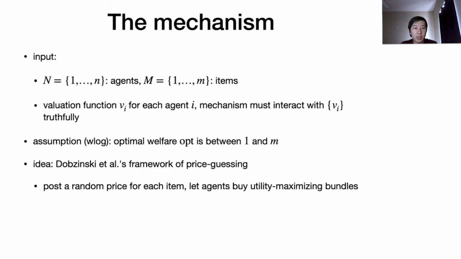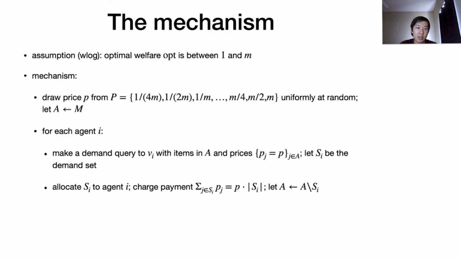The idea of the mechanism is to use the framework by Dobzinski et al. of price guessing. The rough idea is to post a random price for each item and let agents buy utility maximizing bundles as given by demand queries. Here's the mechanism. First, we draw a price P from the set of prices, capital P, uniformly at random. Capital P is all prices between 1 over 4m and m, where consecutive prices are separated exactly by a factor of 2. And we let the set of active items A be the set of all items.